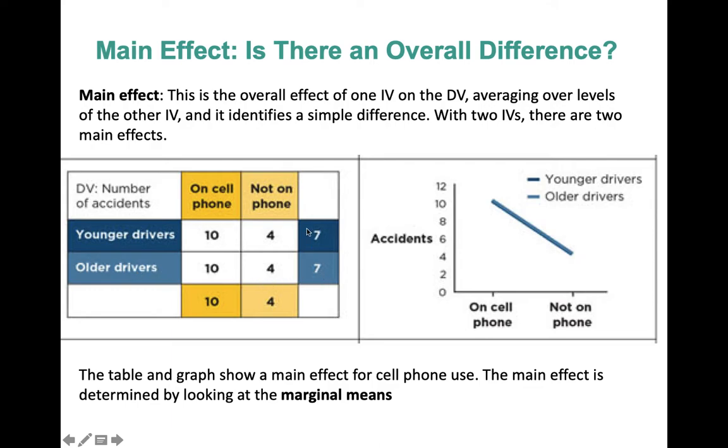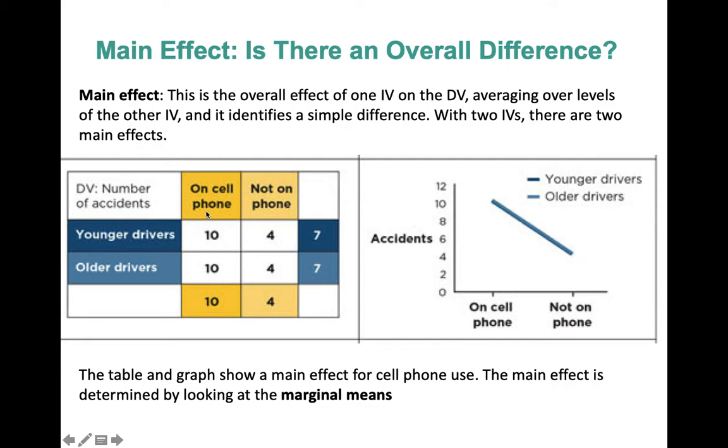So if we want to ask if there's a main effect of age, we're going to compare the marginal means to see whether they're different. And in doing so, we see that on average, young drivers had 7 accidents. On average, older drivers had 7 accidents. So there is no main effect of age because there's no difference.